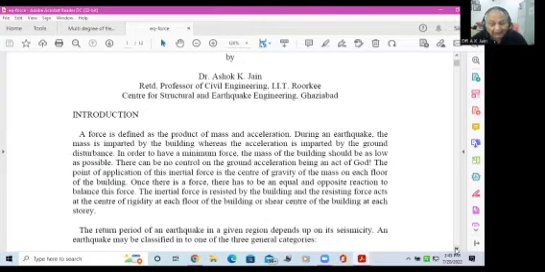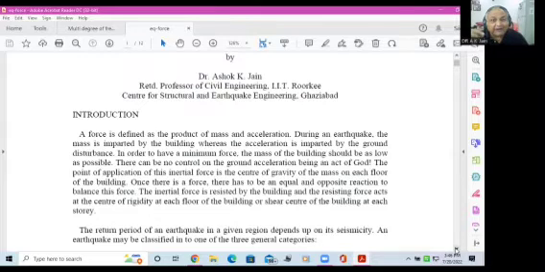Now you place this building anywhere you want on the earth, whether it is Guwahati, Sikkim, Chennai, Kolkata or Srinagar, Kashmir. As far as the mass is concerned, this is fixed by the designer. What about the acceleration?